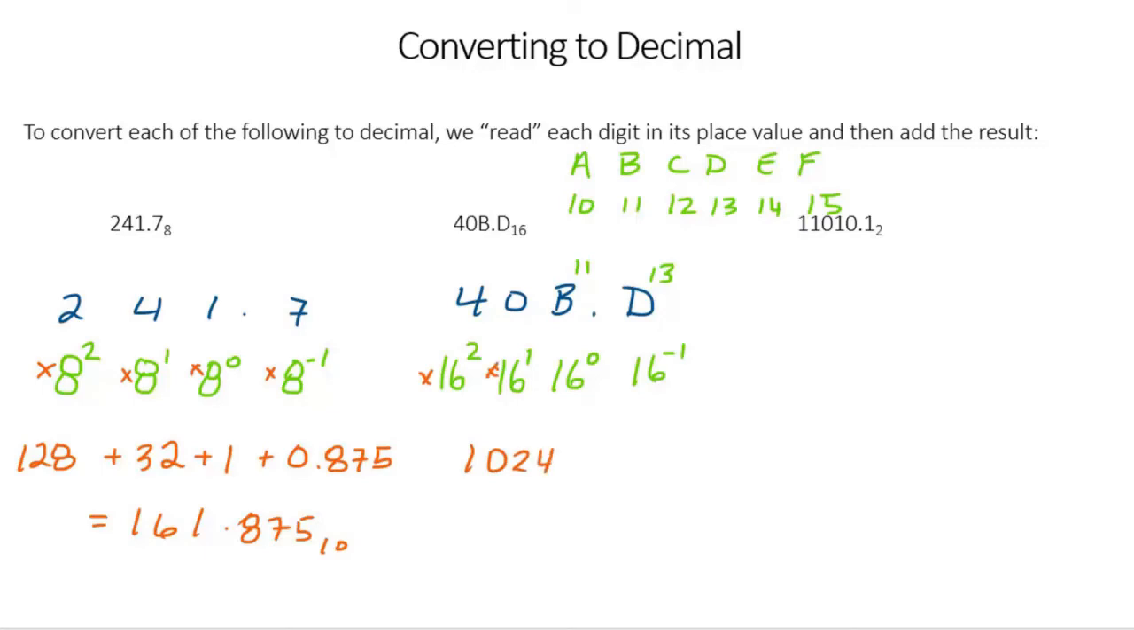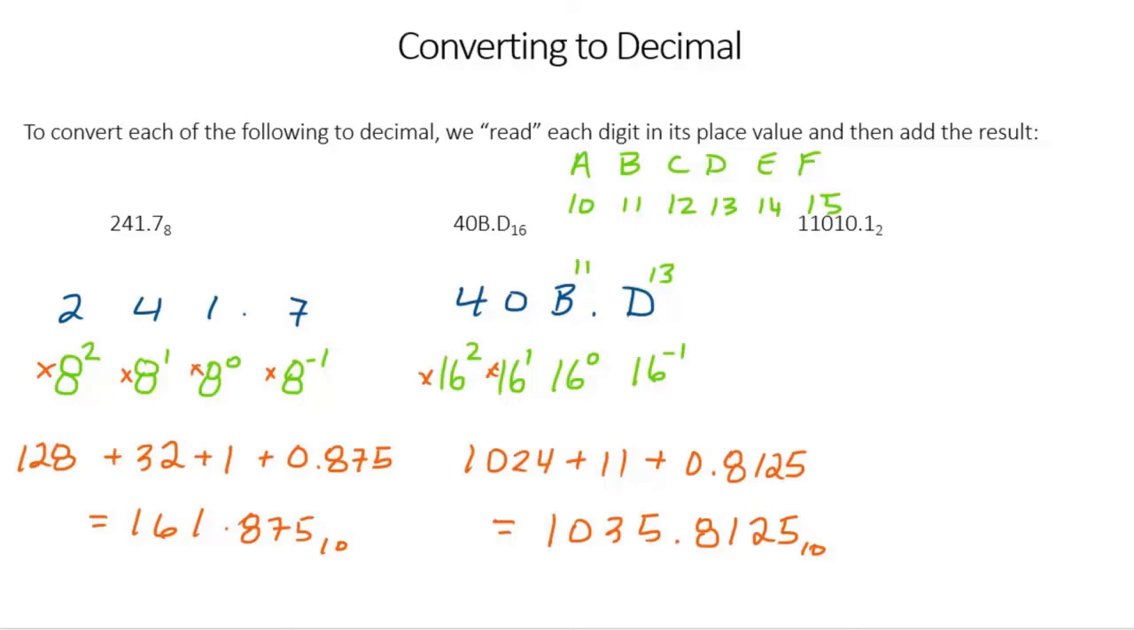0 times 16 to the power of 1, still 0. B, or 11, times 16 to the power of 0 is still 11. And D, 13, times 16 to the power of -1 is 0.8125. Adding up those four numbers, I've just dropped the 0 because it's not going to make a difference in my final. Adding up those numbers, then I get 1035.8125 in base 10. So we've converted from hex now to its decimal equivalent.